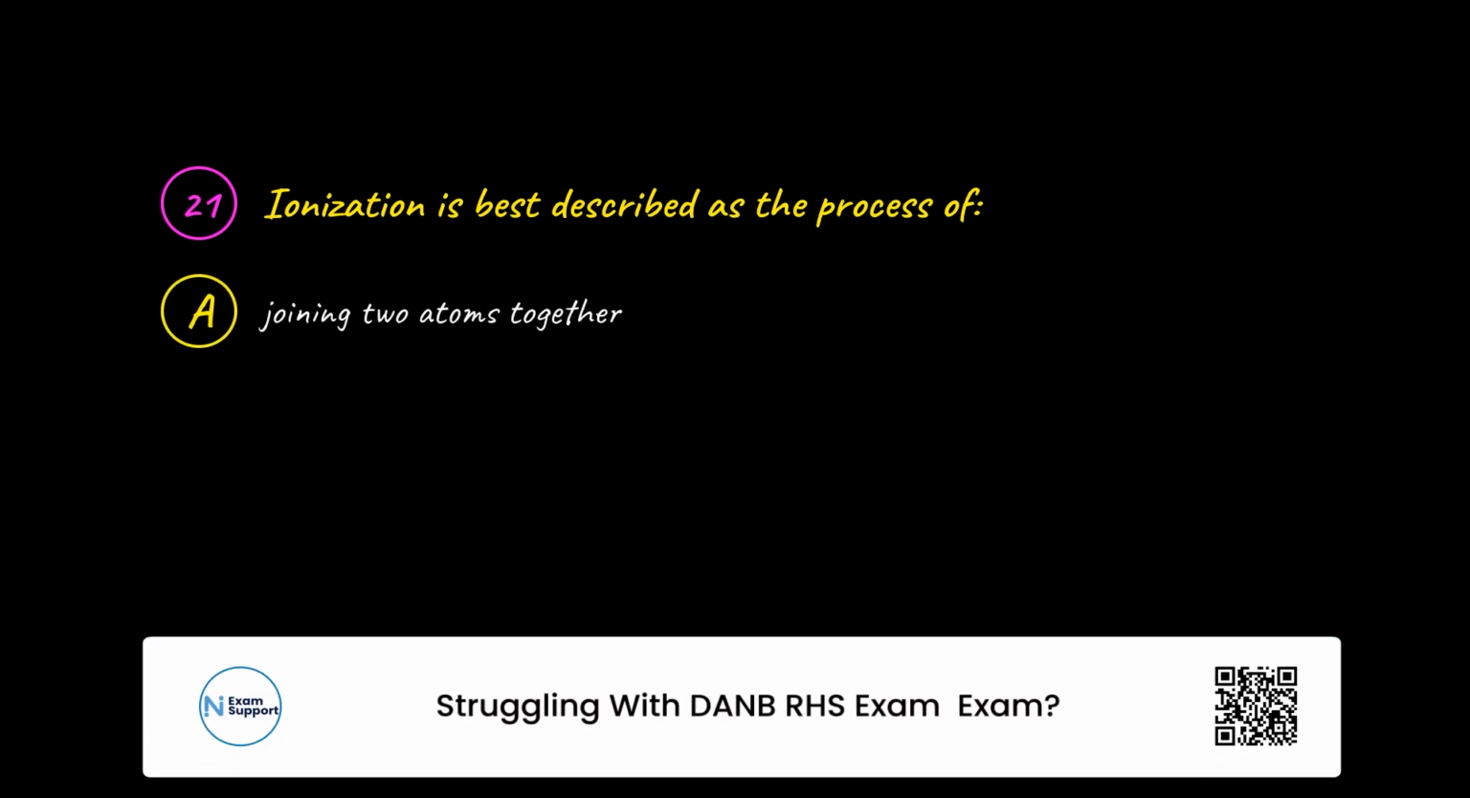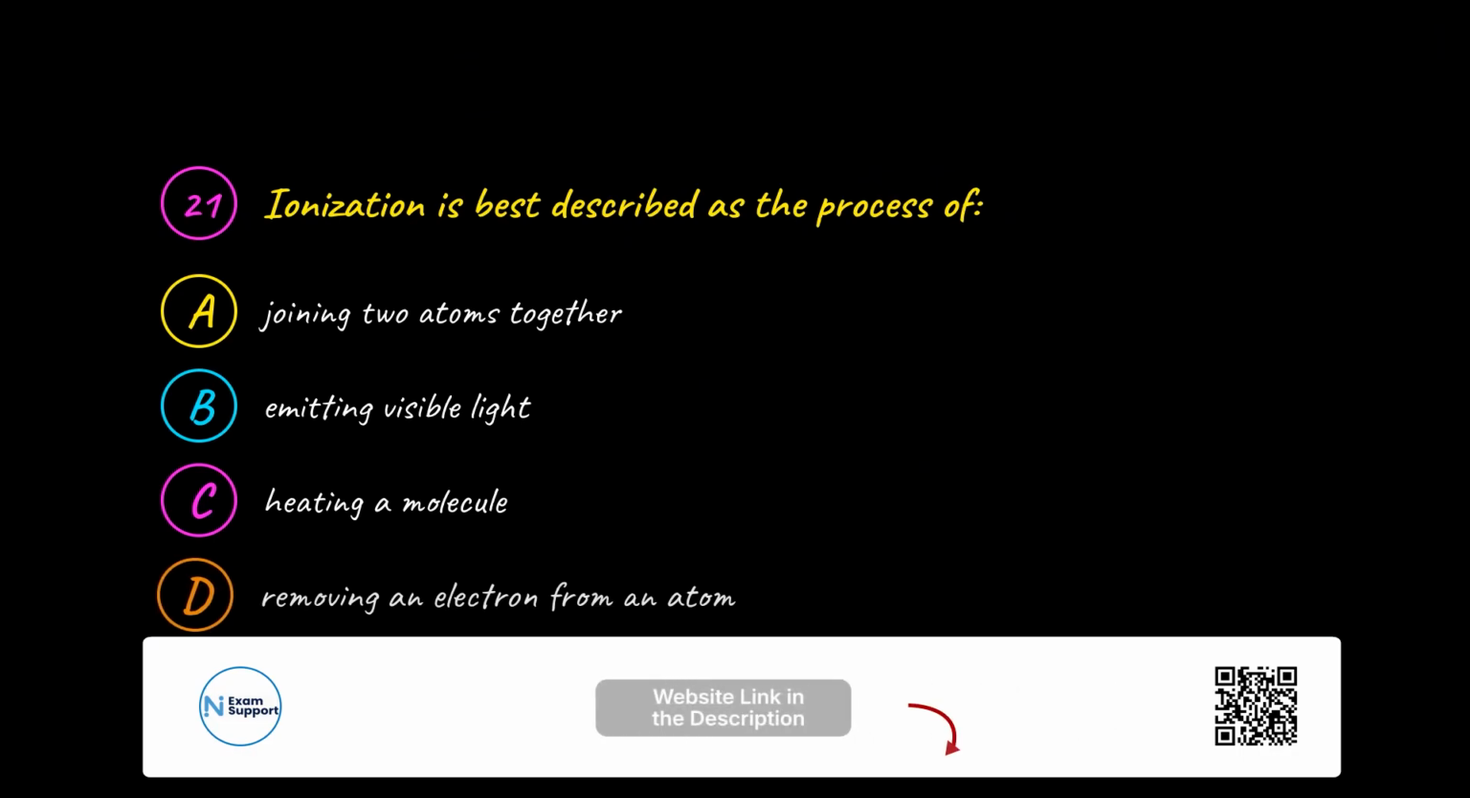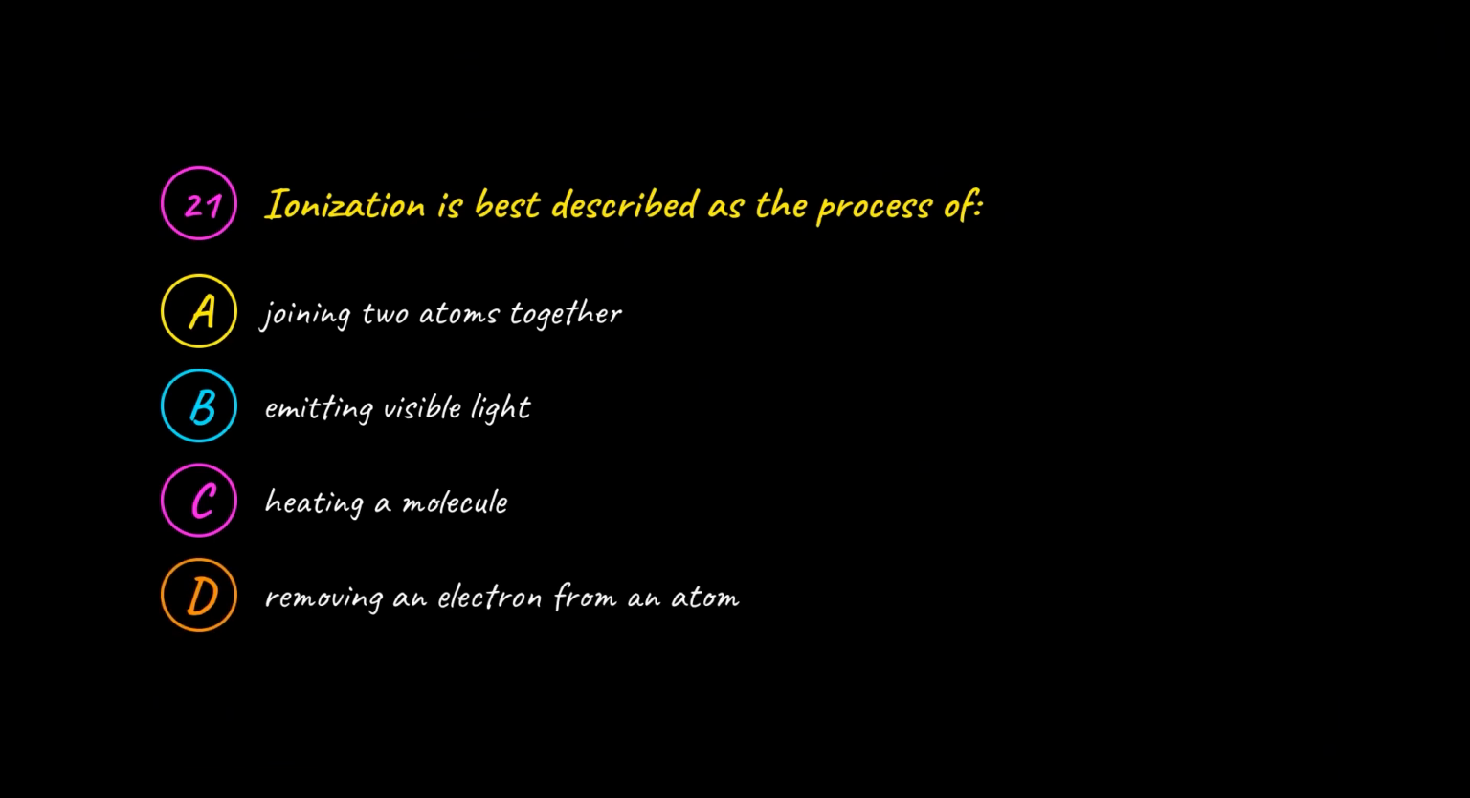Question 21. Ionization is best described as the process of. Your options are A. Joining 2 atoms together. B. Emitting visible light. C. Heating a molecule. D. Removing an electron from an atom. Pick one. Trust your gut. Here's your chance to test yourself.